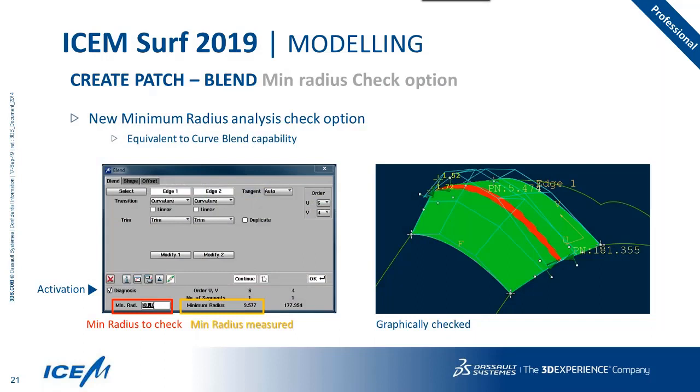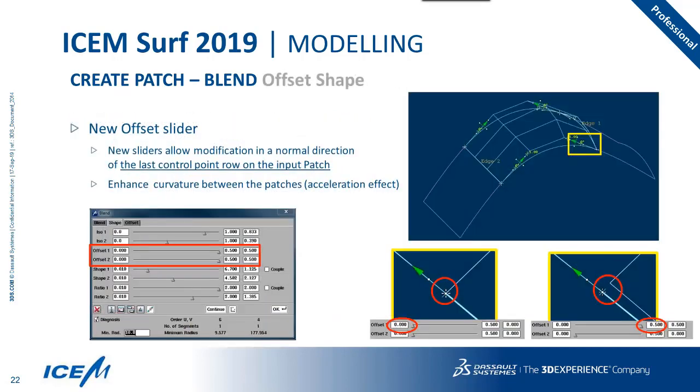Okay, so we've made some changes to create patch blend. There are 1 or 2 changes to that. So the first one is we've added the minimum radius check. Okay, so this is a nice feature which is similar to the curve blend capability you saw in Icem Surf 2018. So you can see that you enable the diagnosis with this tick down here. You type in your minimum radius, and here on the right-hand side, you can see what the minimum radius is at the time where it's measured. Okay, and then you get this red line if you violate the minimum radius. So I'm going to show you this in a minute.